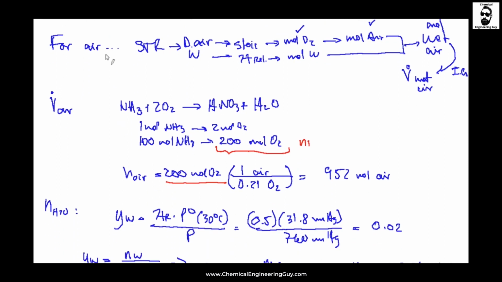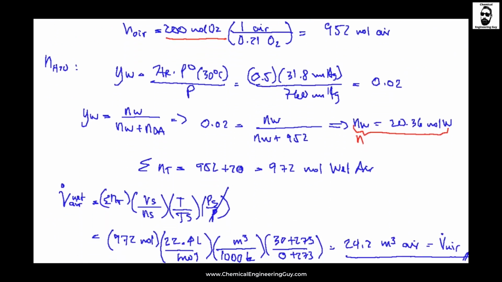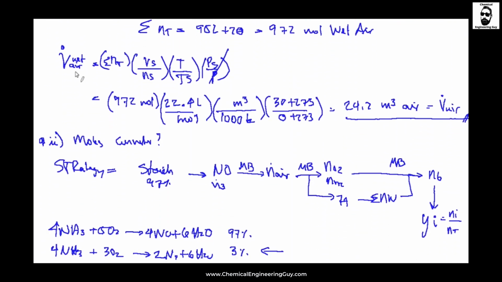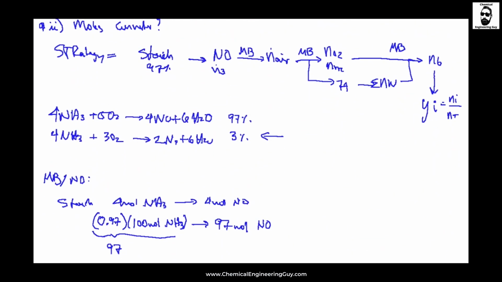Then they wanted to know the volumetric flow of air as ideal gas. Once again, the strategy was get dry air, get water, mix them, and change them to volumetric flow, which is here. The total amount of water plus the total amount of dry air will give you the total amount of the mixture. And we use ideal gas to get that.